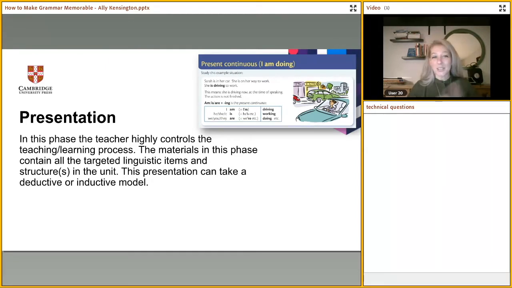Presentation, the first step. In this phase, the teacher highly controls the teaching and learning process. The materials in this phase contain all the targeted linguistic items and structures in the unit. This presentation can take a deductive or inductive model.